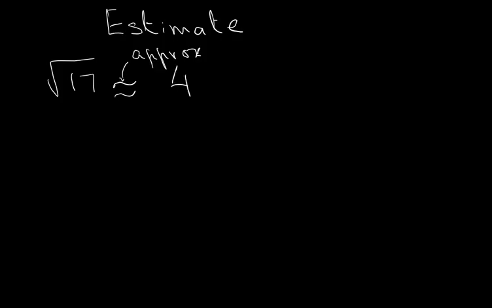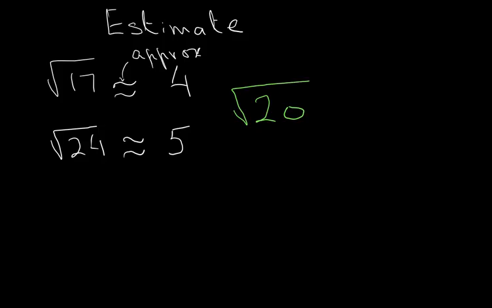And if somebody were to ask you what's the square root of 24, remember 25 is 5 fives, so maybe you can say the square root of 24 is approximately 5. Now, if somebody were to ask you what's the square root of 20, now that's somewhere in between 17 and 24, so maybe you can just approximate and say this is 4.5. I'm just giving you crude ideas of how you can approximate.